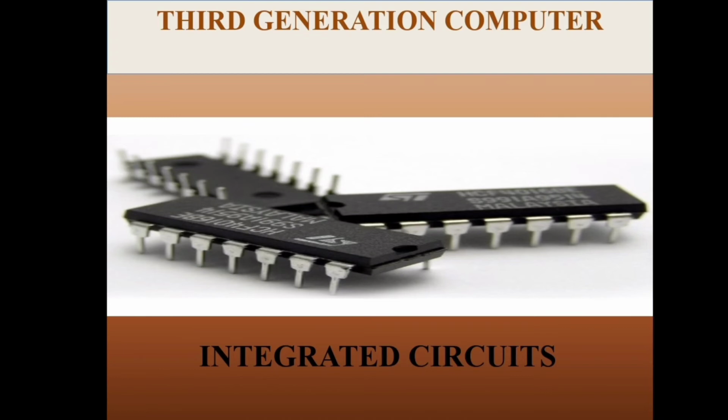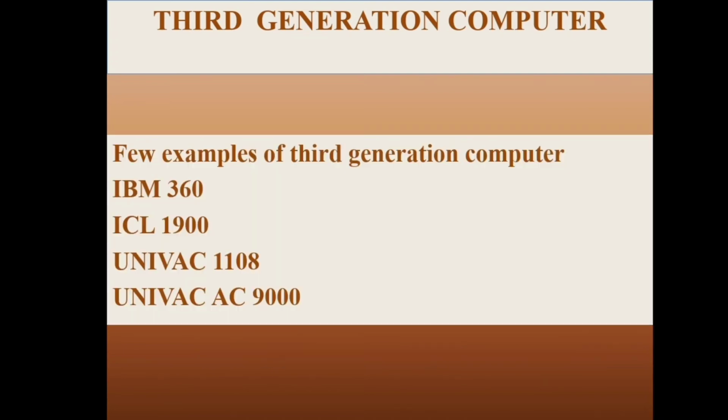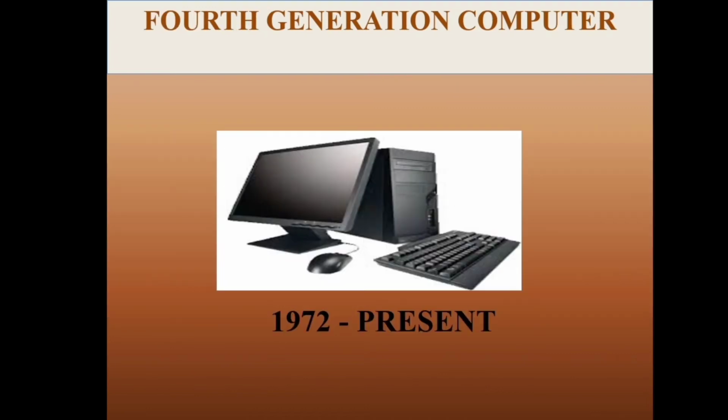And they used an operating system allowing many different applications to run at one time. Like third generation computers can do multitasking. Here are a few examples of third generation computers: IBM 360, ICL 1900, UNIVAC 1108, UNIVAC AC 9000.